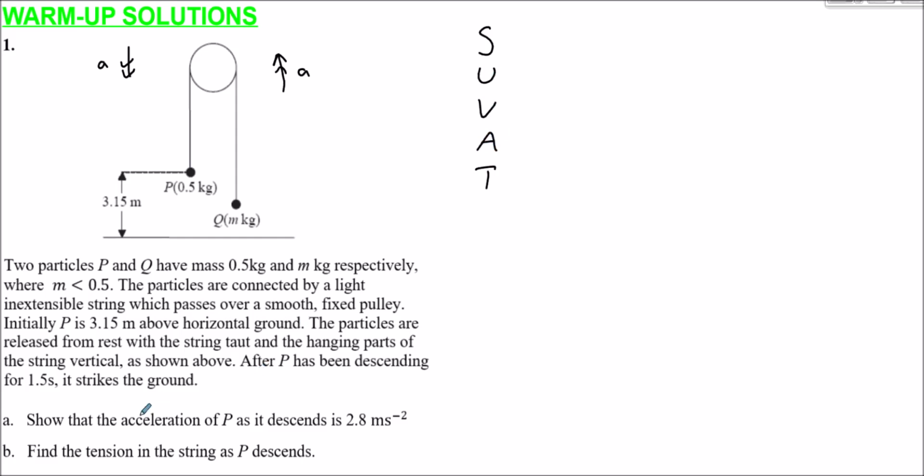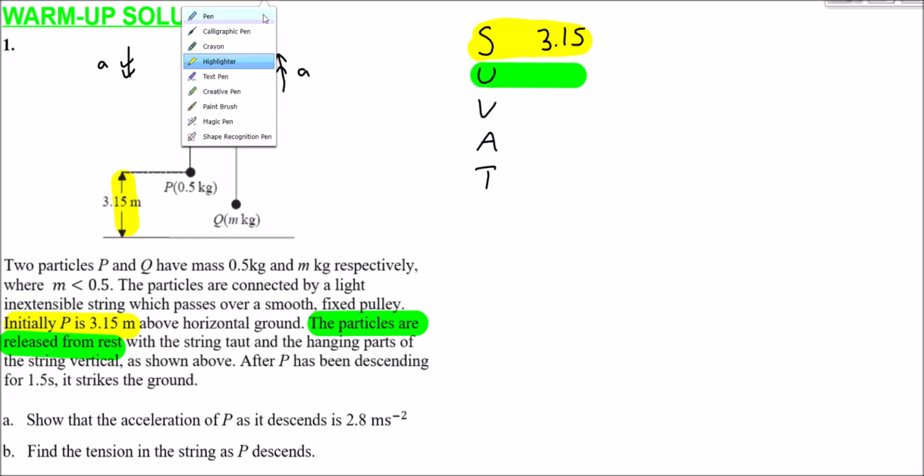So relative to particle P, by the time it gets to the ground, the displacement S is going to be 3.15. I'll just highlight how we've got that. Basically it says P is 3.15 meters above ground, so that's just our S like so. As well, it says here that the system is released from rest. Yes, it says there, particles are released from rest. So that is another way of saying the initial velocity is 0. So we know u is 0.